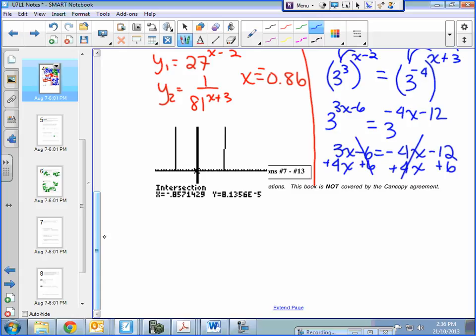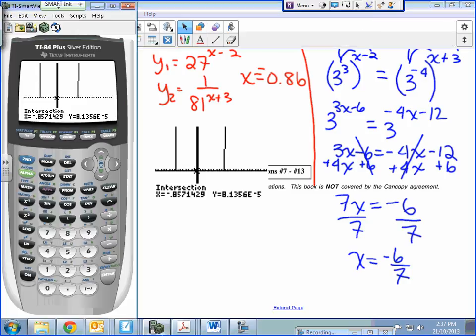So on my left-hand side, what am I left with? 7x equals, what am I left with on my right-hand side? Negative 6. So now how do I solve? Divide by 7. Yes, so x is equal to negative 6 over 7.